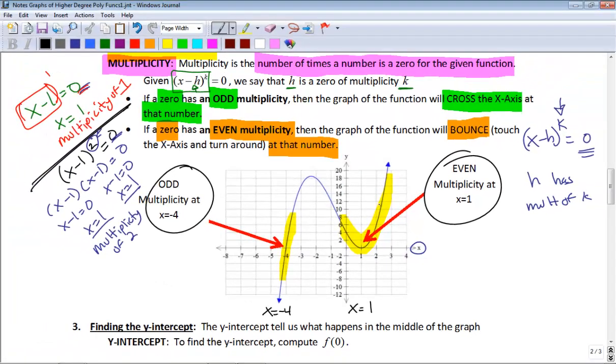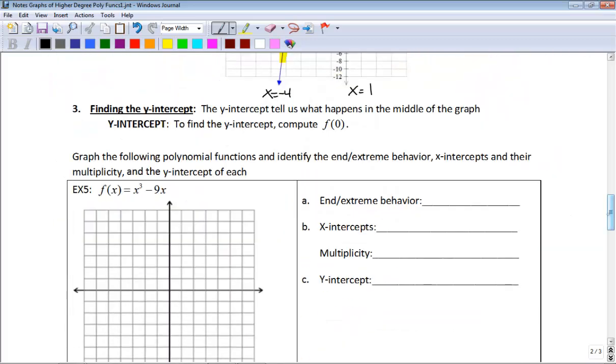Well, let's talk about finding the y-intercept next, and then we're going to try to graph one example in this video and then save the other 3 for the next. Finding the y-intercept is going to be the easiest thing, and we're going to continue to do this for everything else that we graph in this class. So finding the y-intercept, you're going to love it because it's super easy. How do you find a y-intercept?